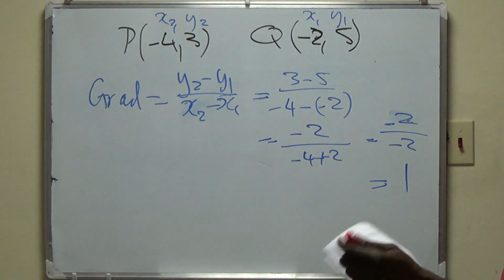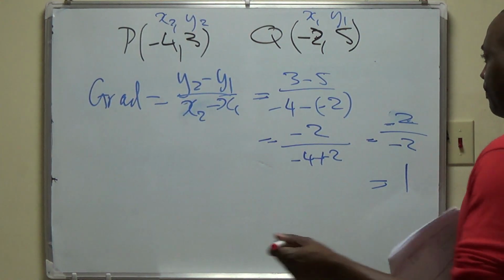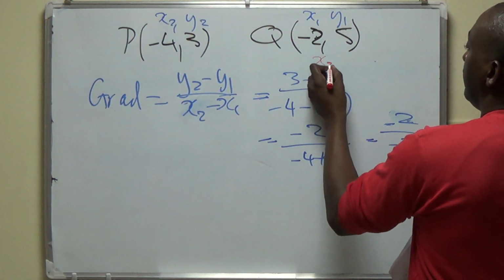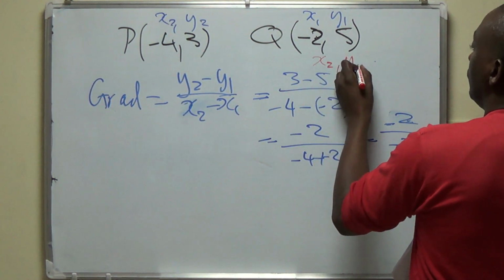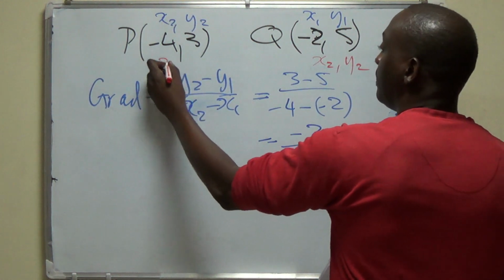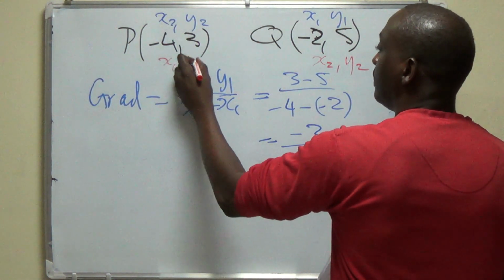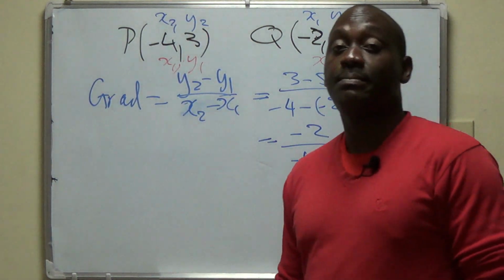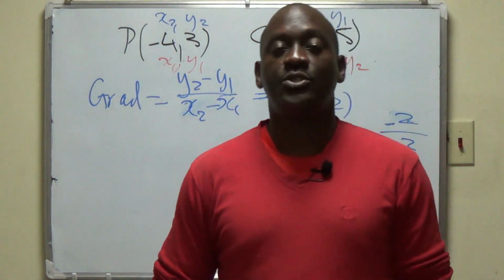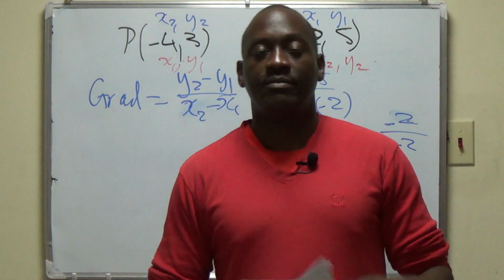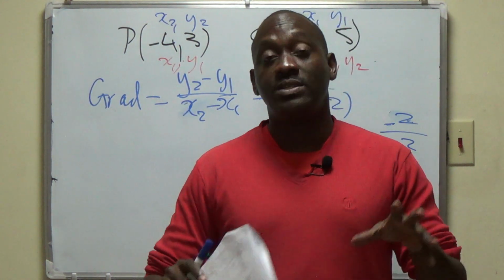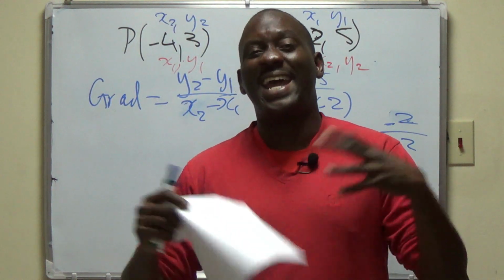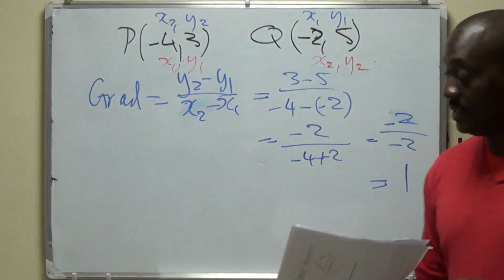Now we're going to work out the same thing in red. This time we're going to make Q as x2, y2, and we're going to make P as x1, y1. The point of this is to demonstrate that it doesn't matter which point you choose as x1, y1 versus x2, y2. Once you're careful with your arithmetic, then everything would work out and you'll get the same answer.